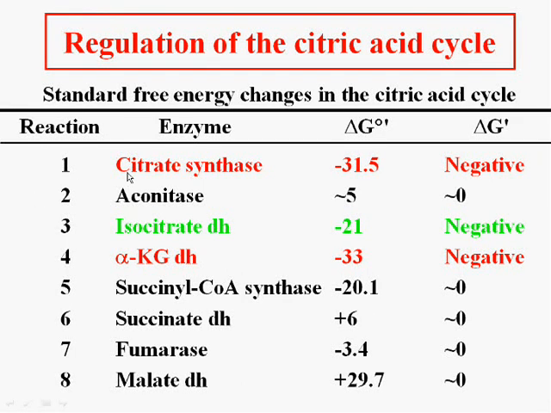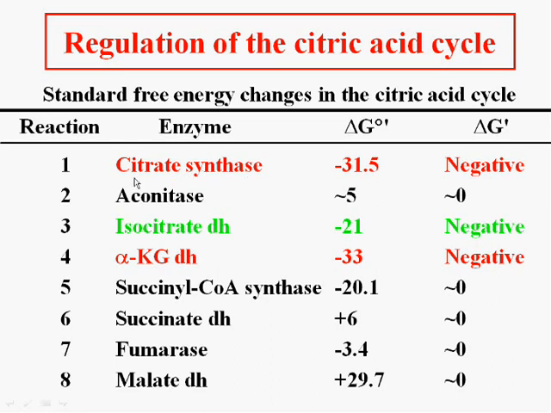The last thing we're going to cover in the citric acid cycle is regulation of the TCA. Here's a table of standard free energy changes in the citric acid cycle for each of the reactions. Just by looking at this table, you can see that only 3 reactions, reaction 1 catalyzed by citrate synthase, reaction 3 catalyzed by isocitrate dehydrogenase, and reaction 4 catalyzed by alpha-ketoglutarate dehydrogenase, are the 3 highly exergonic reactions. What does that mean? If you have a reaction that's highly exergonic, it means it's unidirectional, and thus it is a control reaction as well.